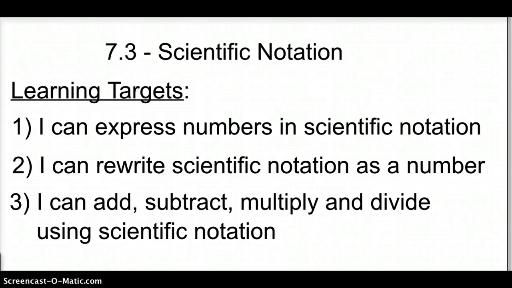Hi everyone, welcome. Today we're looking at scientific notation. We have three learning targets with this one. This is from 7.3 in the book is what we've been looking at.